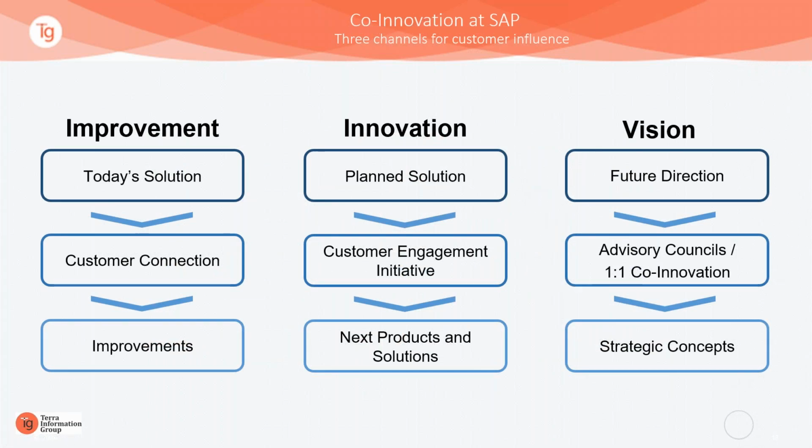Okay, and this slide is co-innovation at SAP, 3 channels for customer influence. We have the improvement, innovation, and vision. So you could see that with improvements, today's solution, customer connection improvements. In innovation, there's a plan solution, customer engagement initiative, and next products and solutions. And in vision, you have future direction, advisory councils, co-innovation, and strategic concepts.